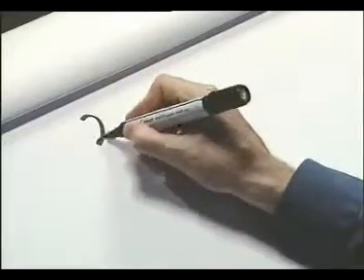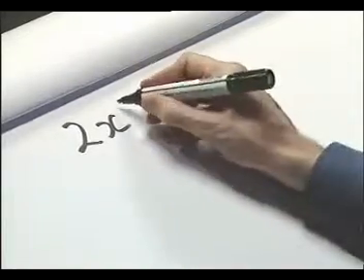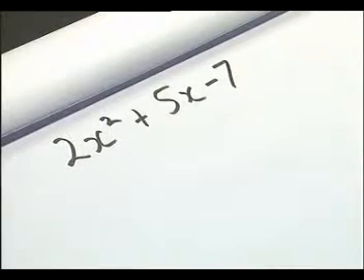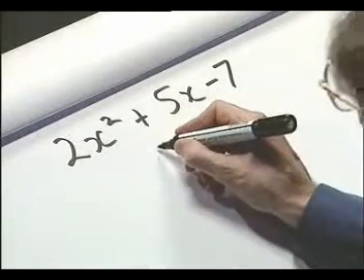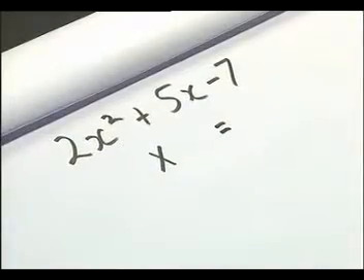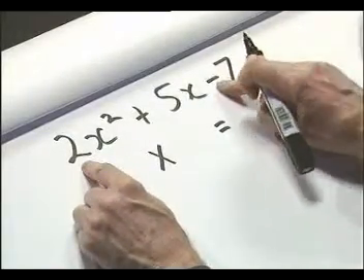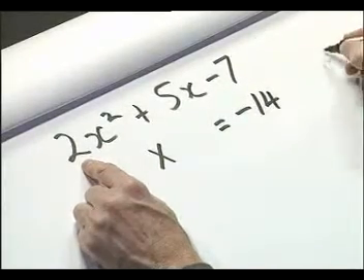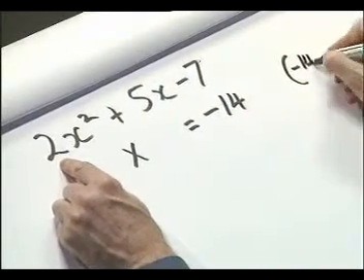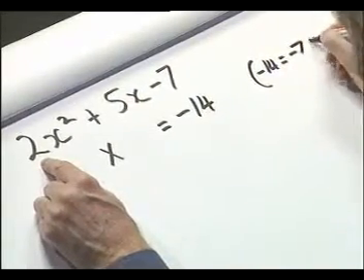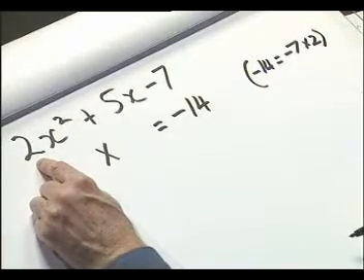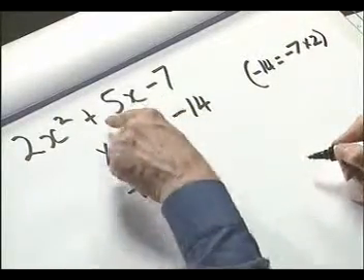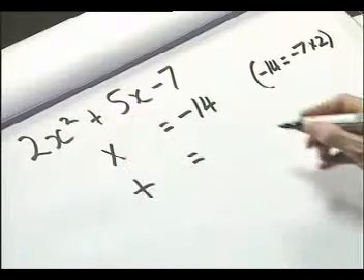Let's take another one. 2x squared plus 5x minus 7. So we're looking for two numbers that will multiply together to give us 2 times minus 7. So they must multiply together to give us minus 14. I'll just write down again at the side that the minus 14 comes from minus 7 times 2. And then these two numbers, whatever they are, have got to add together to give us the coefficient of x, plus 5.